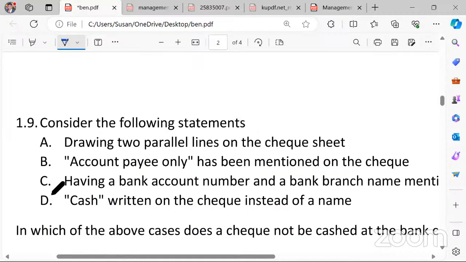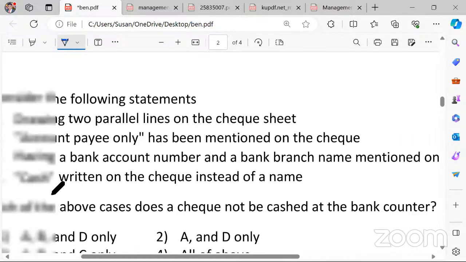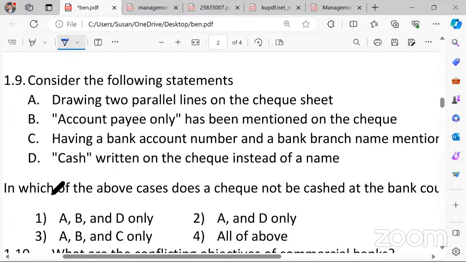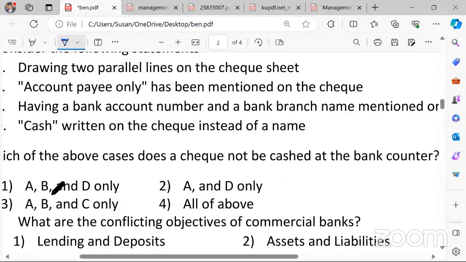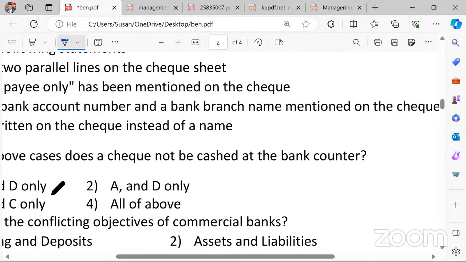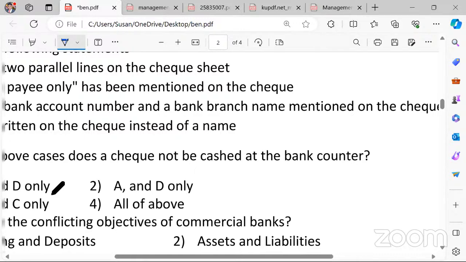Consider the following statements. I have given 4 statements. Drawing 2 parallel lines on the check sheet. This is about crossing the check, no? Account payee only mentioned on the check. Having a bank account number and bank branch name mentioned on the check. Cash written on the check instead of a name. Which of the following causes a check not to be cashed at the bank counter?